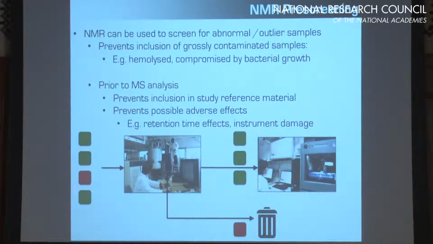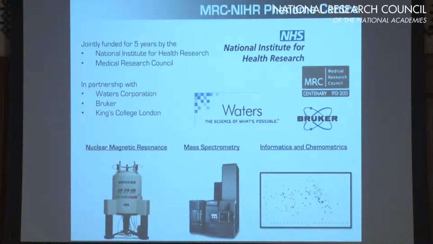So here we might have some samples, we screen them with NMR, and we chuck out all the ones which have something very, very weird with them. They're unlikely to make it all the way through to the end of our analysis. Maybe they have some major contamination from their collection or some other factor, and they can be screened out and they won't affect the analytics later on. So for those of you who don't know, that's one of the procedures being incorporated into the high throughput analysis at the Phenom Center, which, as I said, is headed by Jeremy Nicholson, in a partnership funded by the MRC and NIHR in partnership with some instrument vendors.